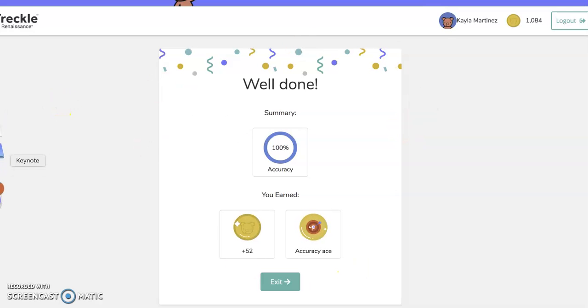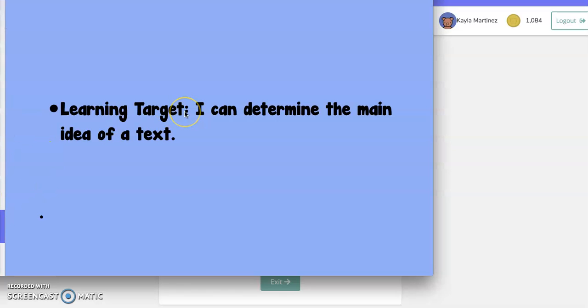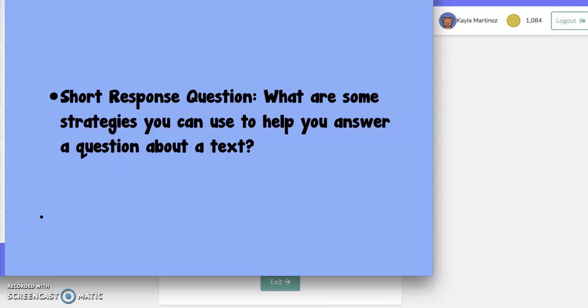All right, last thing here for you. This is our learning target. I can determine the main idea of a text. I think we did very well with that. Make sure you're using all these ideas when you go in for your packet for the day.